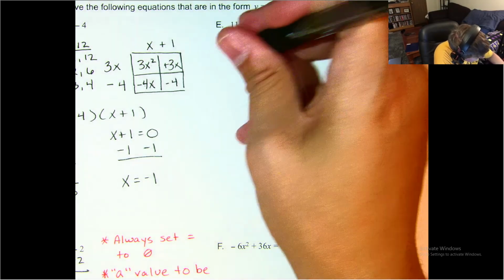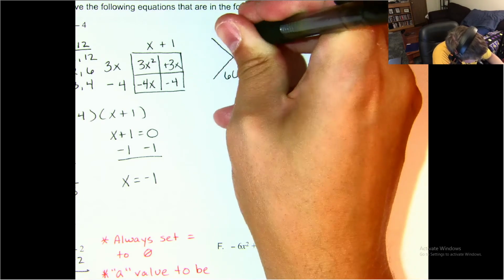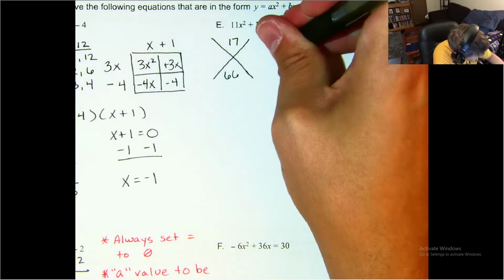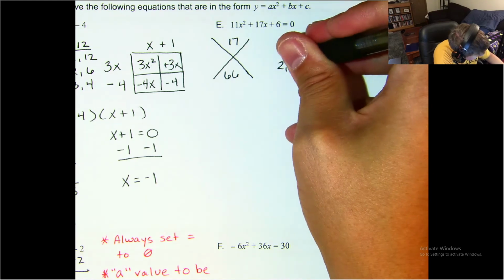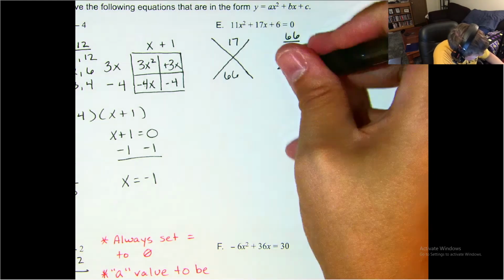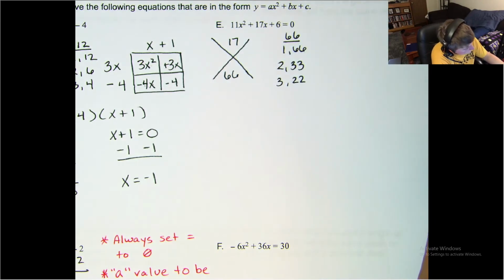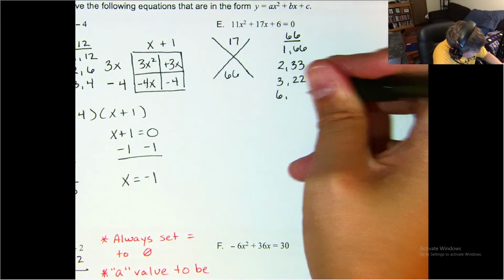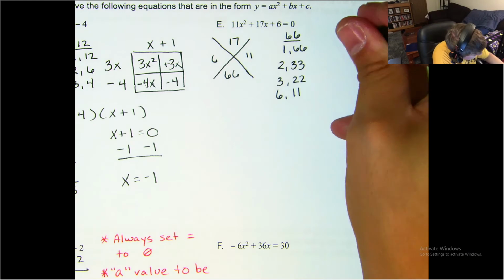Okay, so it's already set equal to 0 and there's no greatest common factor. So this is 66 and this is 17. 6 times 11. I do not know this combination off the top of my head. 2 and 33. 3 and 22. I don't think 4 divides into 66, and neither does 5. So let's go to 6. That would be 11. Okay, so there's my combination. Okay, so let's do my box.